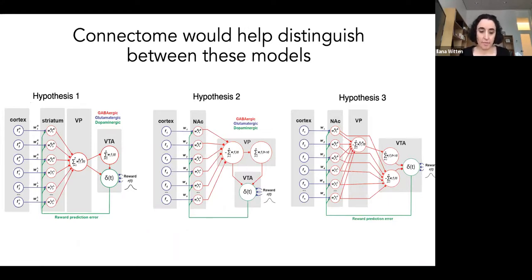And these are really three different ways that are all consistent, at least to some extent, with existing very coarse anatomical data. And I think the connectome could be really, really helpful in distinguishing between these models and therefore leading to an accurate circuit model of reinforcement learning in the brain.